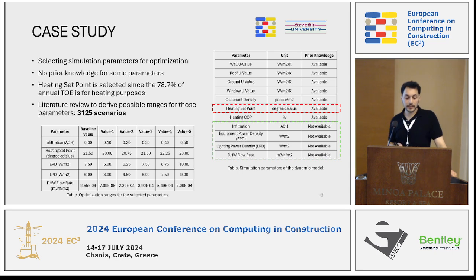Also, since the campus energy demand is driven by the heating, we selected the heating set point using our engineering judgment. Overall, we chose 5 simulation parameters and evaluated 5 different values of these parameters, which makes 3,125 scenarios to be evaluated during optimization. After creating these scenarios, we simulated them, we measured the scenario error, and we applied the Bayesian approach.